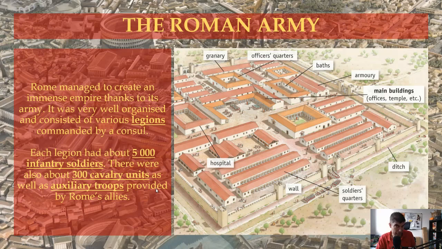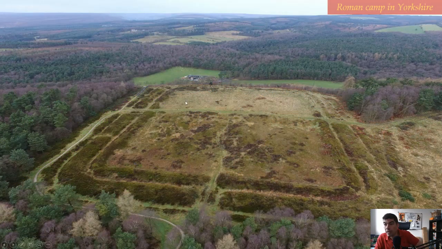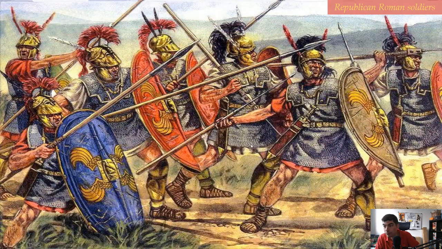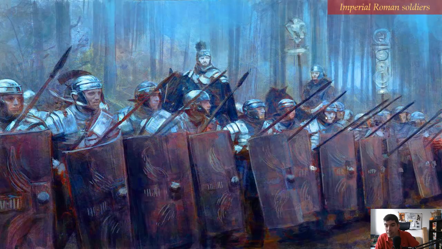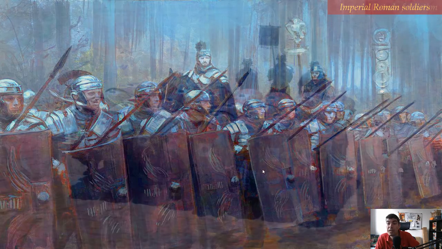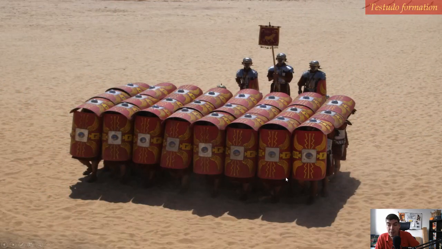For example, in León, here in Spain. Okay, these are the remains of the Roman camps, as you can see, with the Cardus and the Decumanus and the wall. And this is how the Roman legionaries in the time of the Republic looked like. And this is how they looked like in the time of the Empire. And this is the famous testudo formation to protect themselves from the arrows of the enemy.